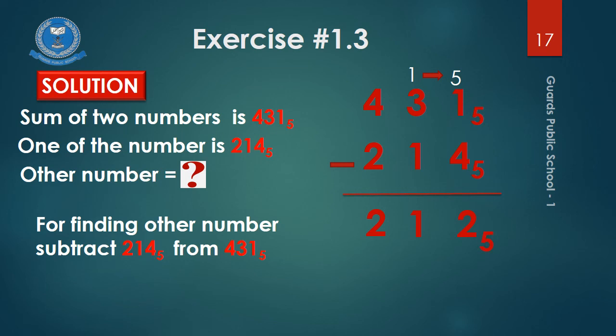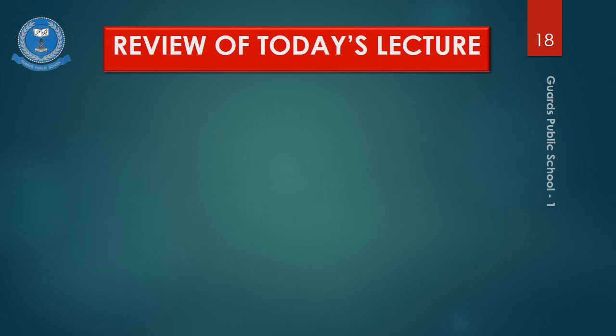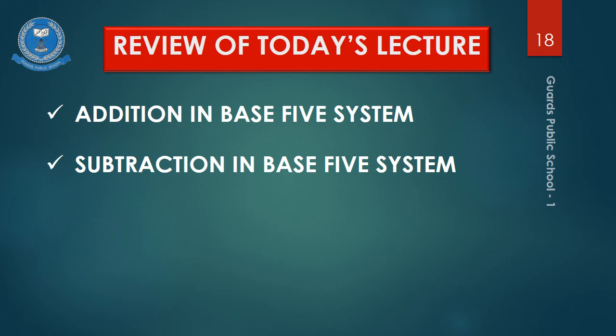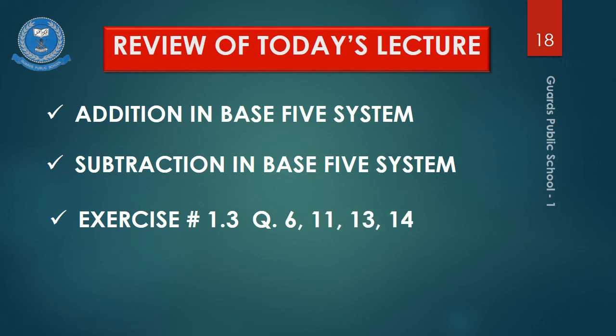Write down base, and finally the answer is 212 with base 5. Hence the other number is 212 with base 5. Review of today's lecture. Today we have done addition in base 5 system, subtraction in base 5 system, and exercise number 1.3, question number 6, 11, 13 and 14.